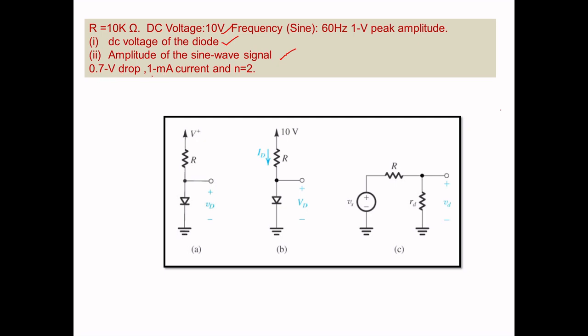The current across the diode is given as 1 milliamp, and the material parameter is n equal to 2, or eta equal to 2. Anything you can say, it's up to your understanding. So this is the given problem, and this is the given circuit for you.